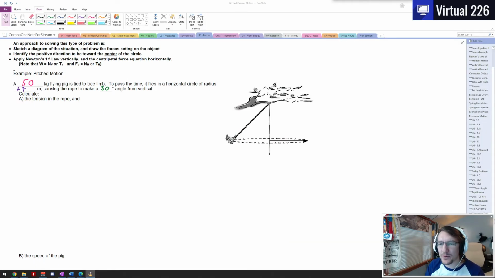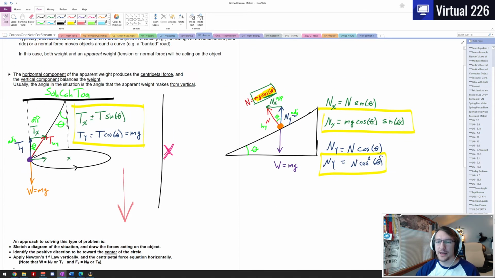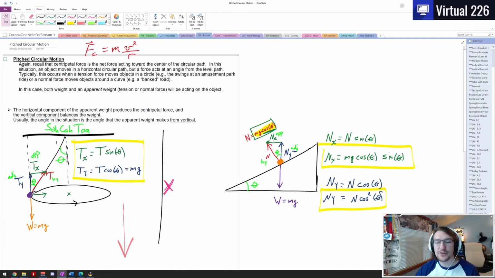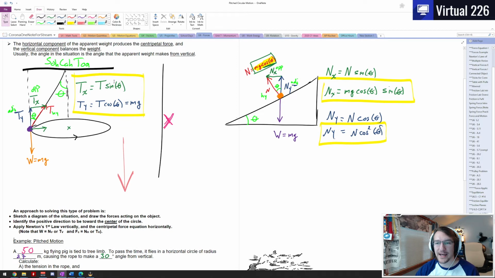And history repeats itself. Okay. What we've got here is a flying pig problem. It is actually, if you watch the previous video, a pitched circular motion problem, and it's looking at the left side here, where we have pitched circular motion of an object going around in a circle.